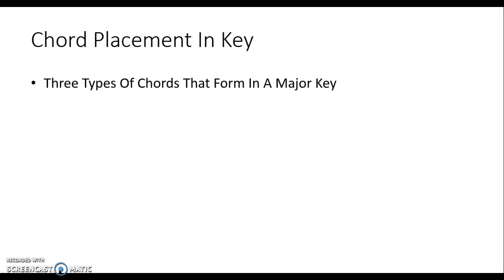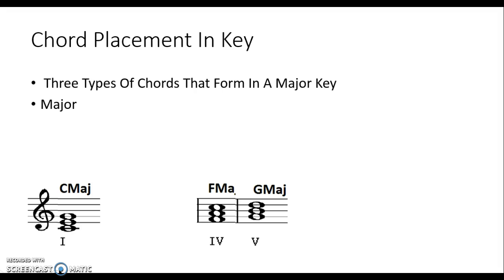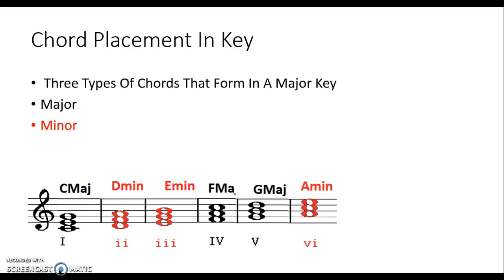There are three chords that form naturally in a major key. Those are the major triads, which are the first, the fourth, and the fifth. In C major, that's C major triad, F major triad, and G major triad. Minor, which are the second, the third, and the sixth, which in C major again is D minor, E minor, and A minor. And then diminished, of which there's only one, that is B diminished.